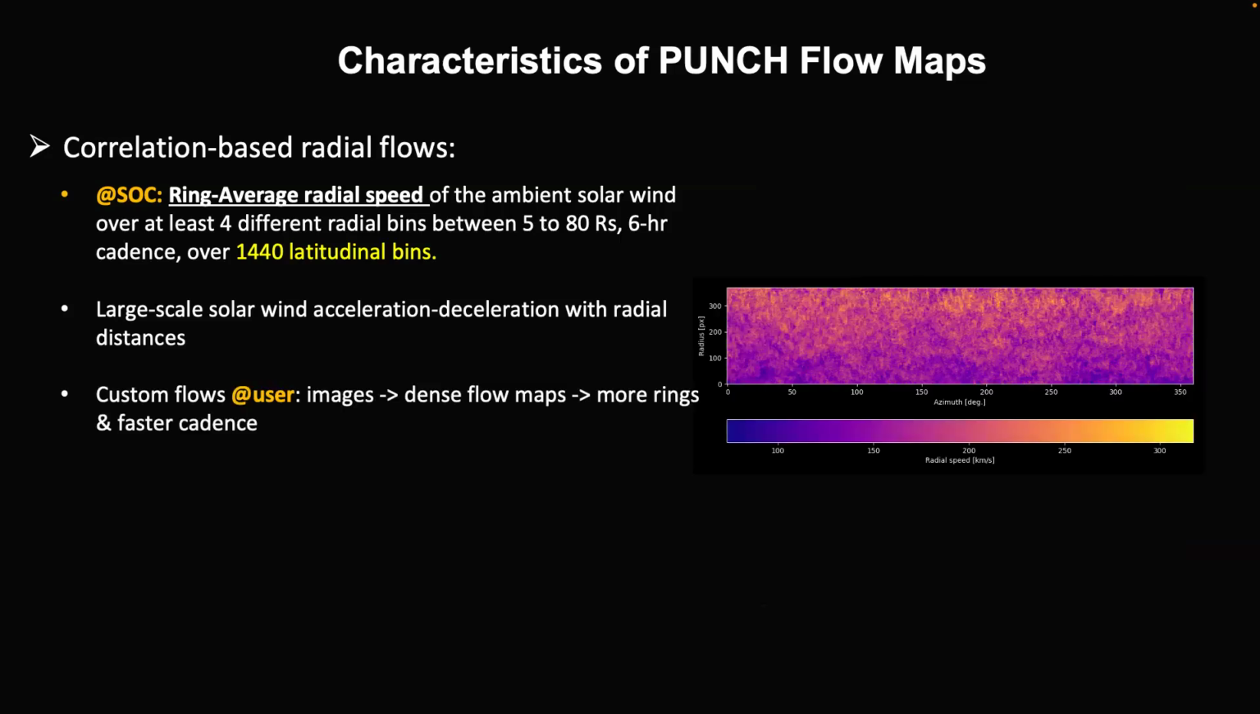If the correlation-based method is enough for you regarding granularity, but you just want a little bit more time cadence or a little bit more radial resolution, that is still possible with reasonable precision. You will also have access to the correlation tracking algorithm, not just the ball tracking. You can run that yourself, derive those dense flow maps that I talked about earlier, and derive the profiles at the radii that you want and at the latitudinal bin that you want.